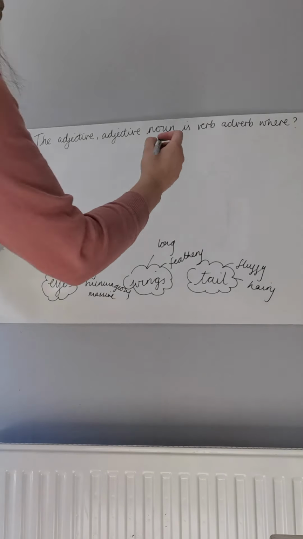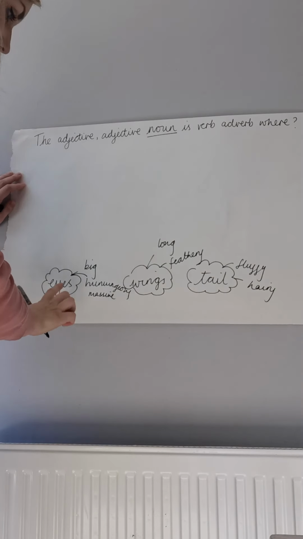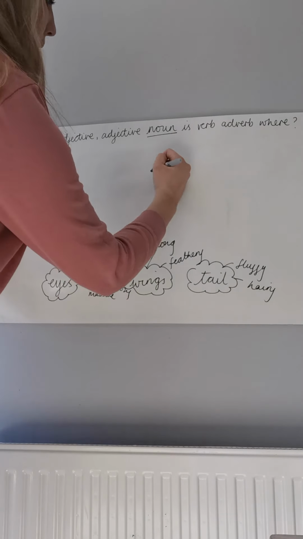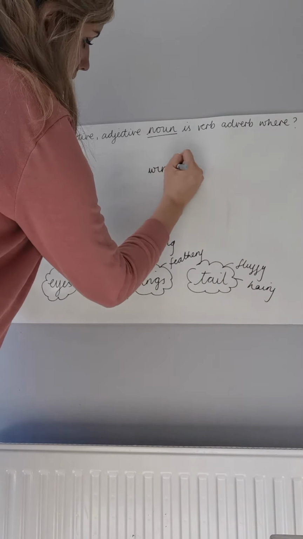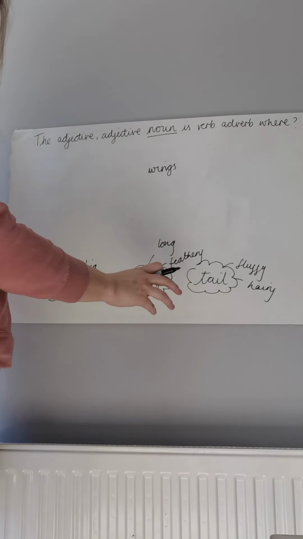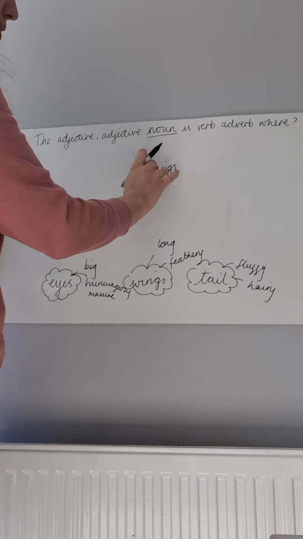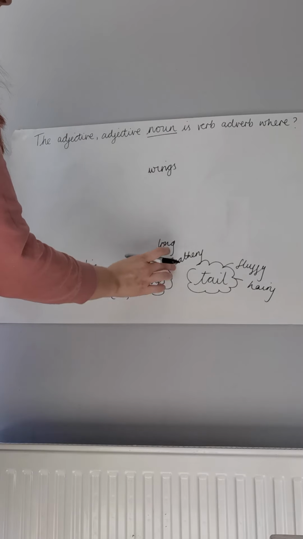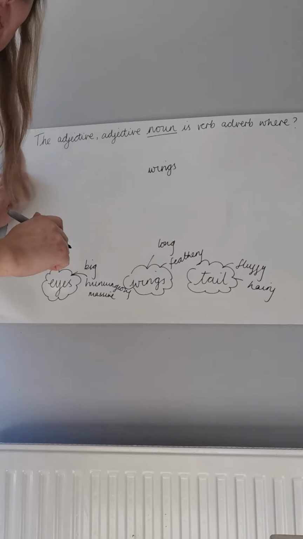So, first of all, my noun is one of these down here, eyes, wings, or tail. So I'm going to write wings in the middle of my page. This is sometimes called a spine poem or a spine description because you put your spine words down the middle and then you can fill it in all the way around.